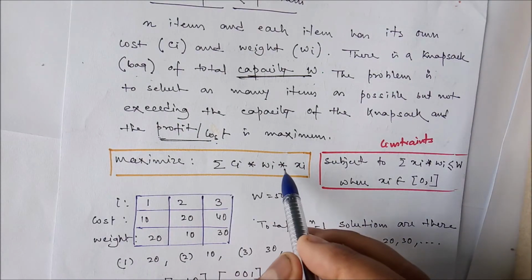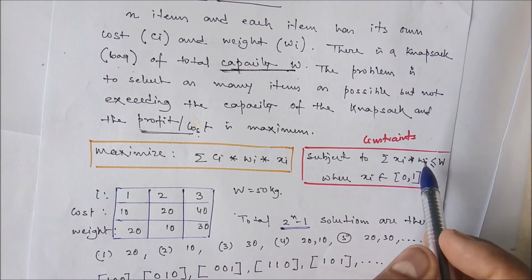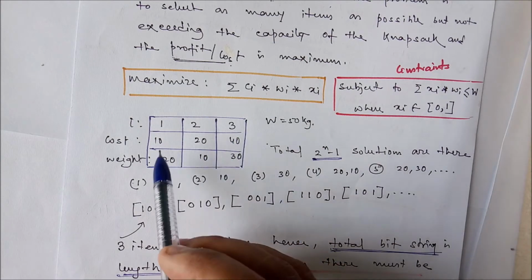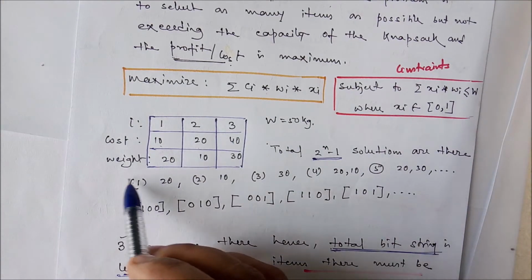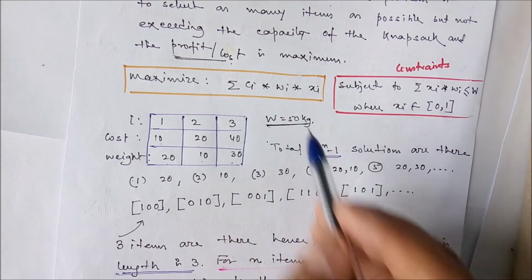Maximize the cost, and this is our objective and constraint part. So three items are there: costs 10, 20, 40, weights 20, 10, 30. Maximum we can carry is 50 kilograms.